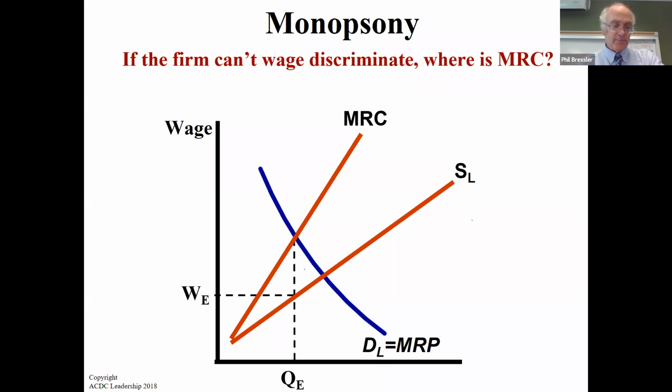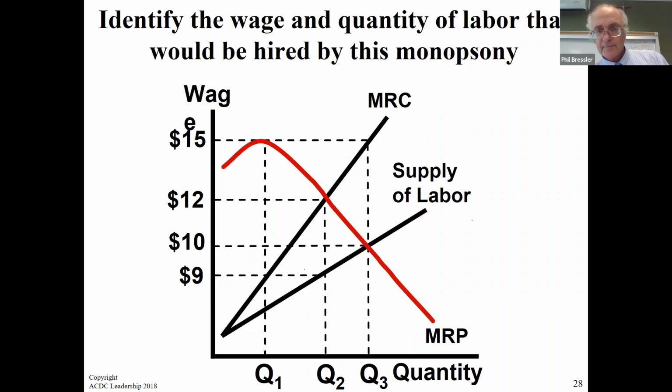At this level, notice the firm would like to hire more workers, right? The demand for workers is over there. But no, there's just not enough workers at that wage. So they go on. All right, any questions about this? All right. Just take a second and look at wage and quantity of labor.